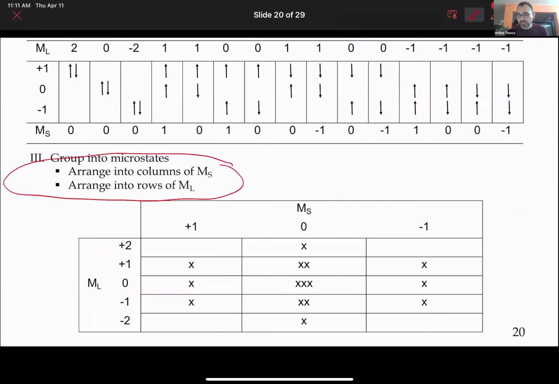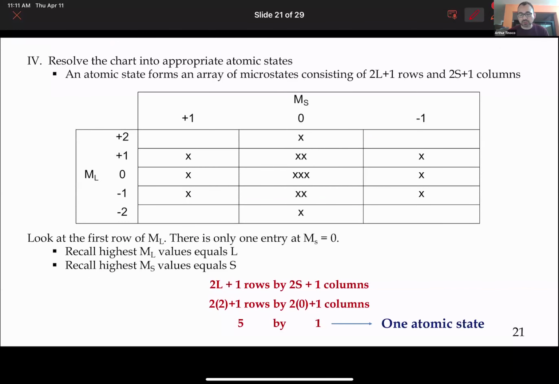Right? How do we use this information? Well, the way we use this information is that we actually deconvolute it into atomic states. It turns out that atomic states are formed from an array of microstates consisting of 2l plus 1 rows and 2s plus 1 columns. So we're going to put them into arrays. How do we do that? Well, we do this by focusing on what's available here in this table.